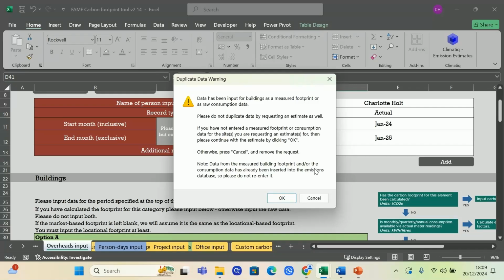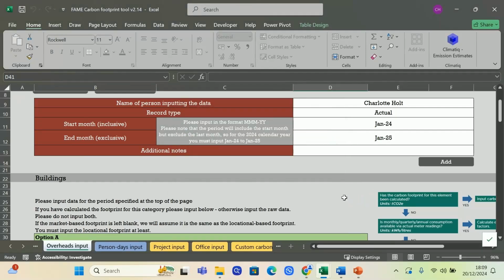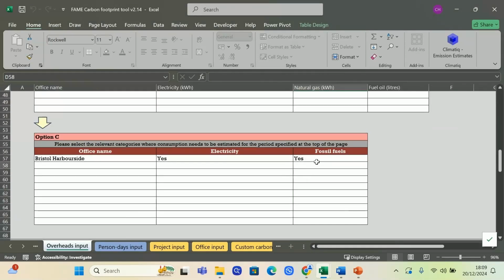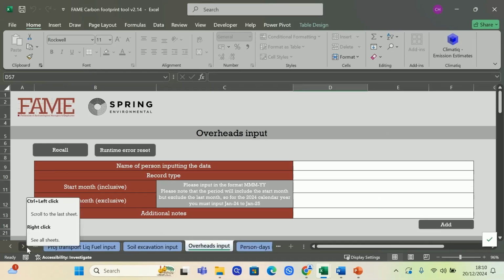So again, we're getting the error of duplicate data because we're requesting an estimate as well as inputting data, and we've also requested an estimate for fossil fuel, so we need to change that. Perfect, so add that in there. So all of that data has been input.